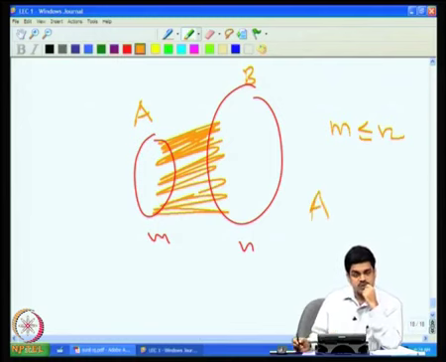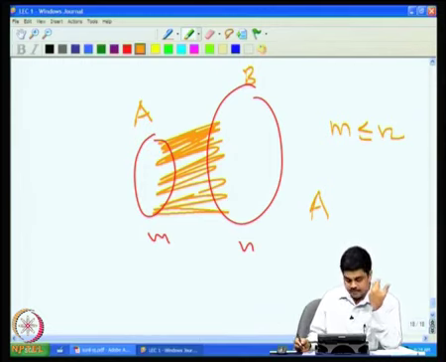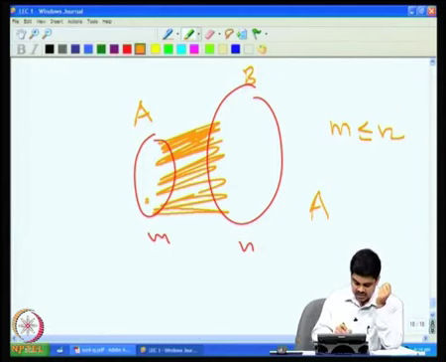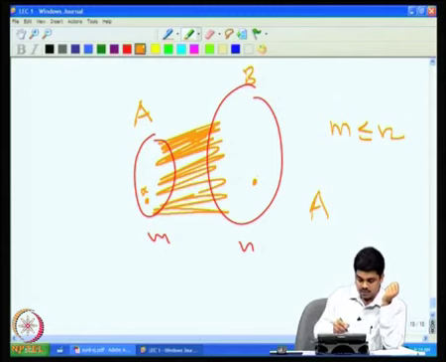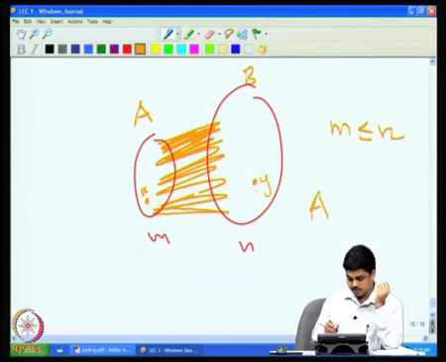That is the question. Can we do it with fewer than m vertices? It is not possible, because suppose we do it with fewer than m vertices. Then definitely there is a vertex here, say x, which is not part of the vertex cover. Similarly, there should be a vertex here, y, say, which is not part of the vertex cover, because n is more than m and we have taken fewer than m vertices.